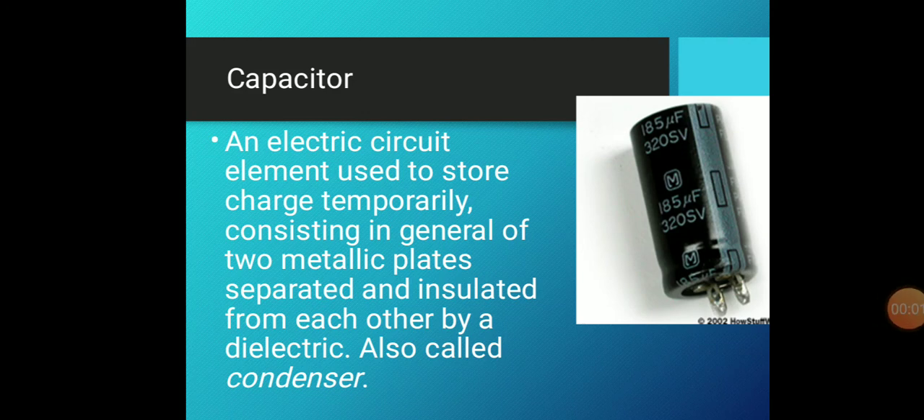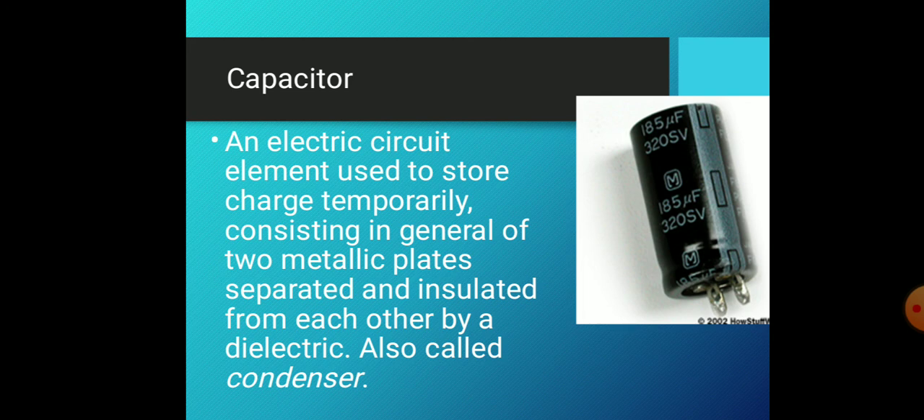Good day. Our topic today is about capacitors. So I will discuss to you the different types of capacitors and how to decode them.